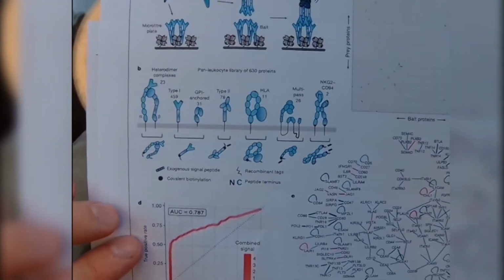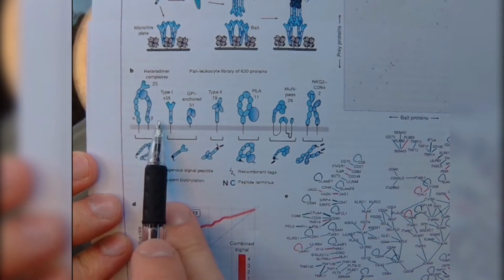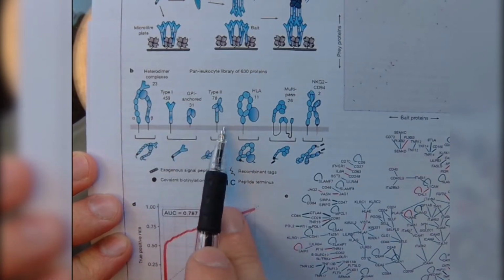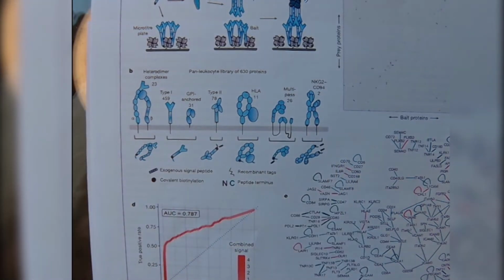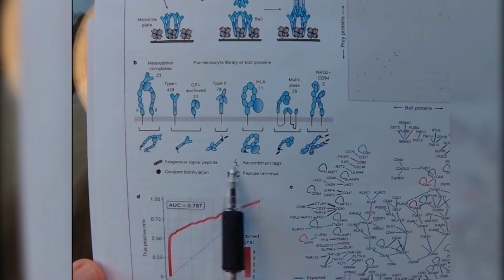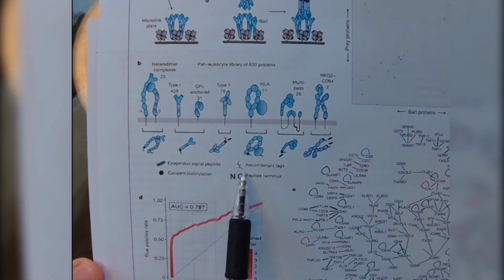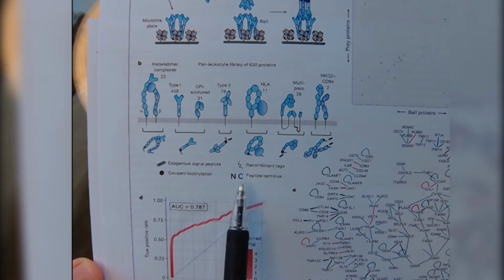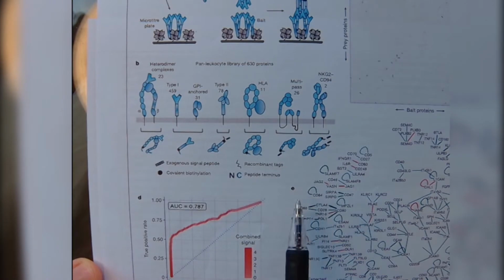So if we take a look at figure 1b, you can see all of these heterodimer complexes, type 1, GPI anchored, type 2, HLA, multipass, and NKG2-CD94. All of them are able to be expressed with an exogenous signal peptide, covalent biotinylation, recombinant tags, shown here, and this N and C denotes the peptide terminus.